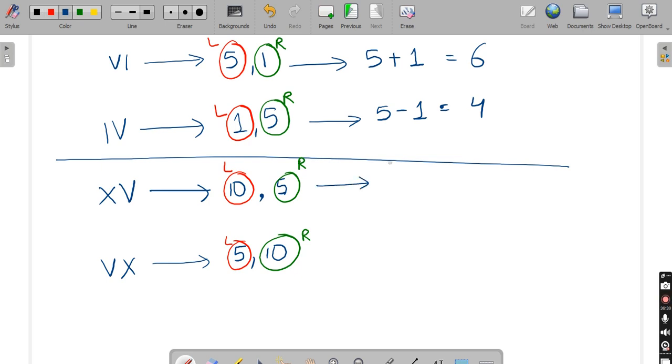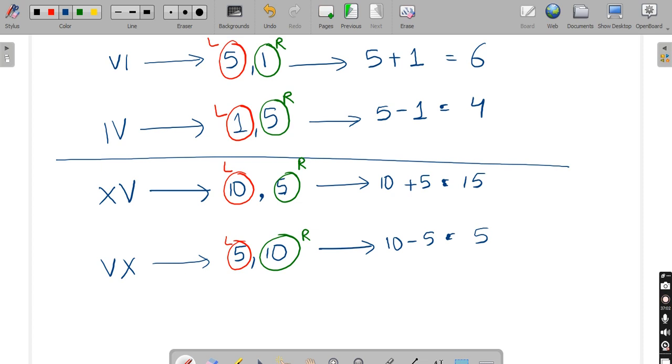So in this figure, as you are able to see, the left side is greater than the right side. Then what I will do here, dear, I will add that number. So I will write 10 plus 5, then it will become my 15. In the same way, suppose I need to write here VX, then I will write here 10 minus 5 is equal to 5.